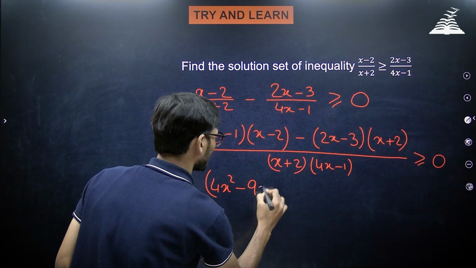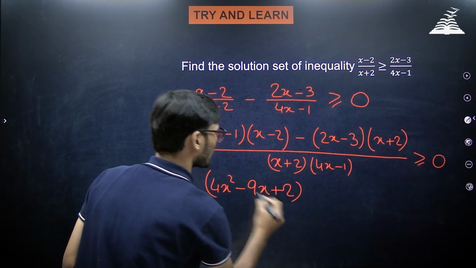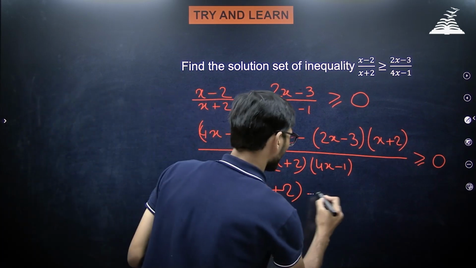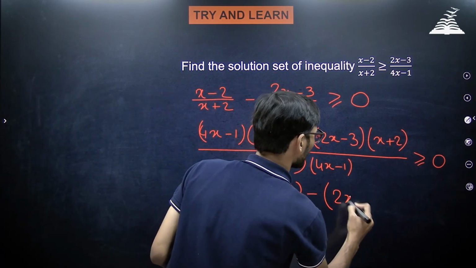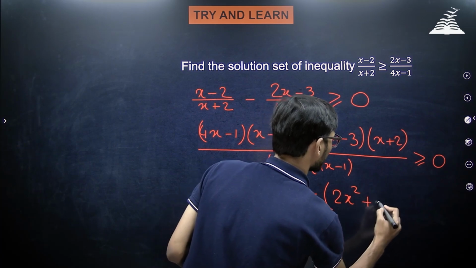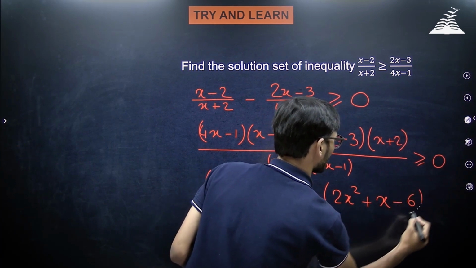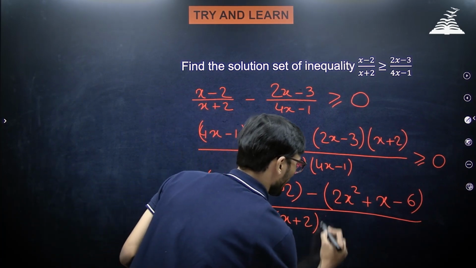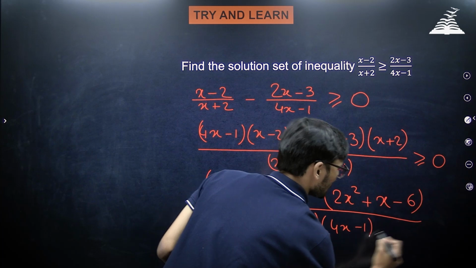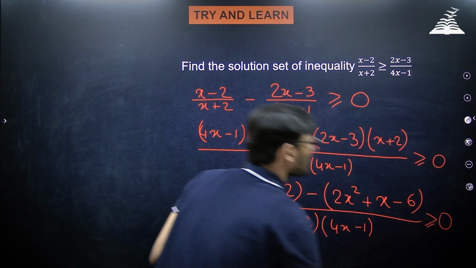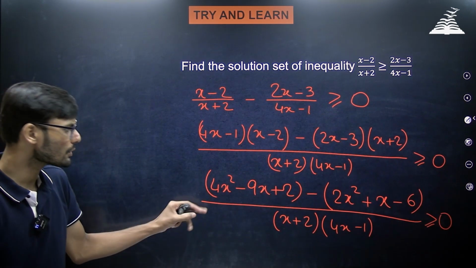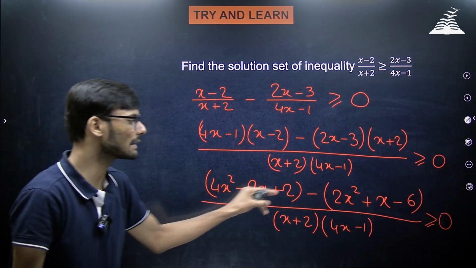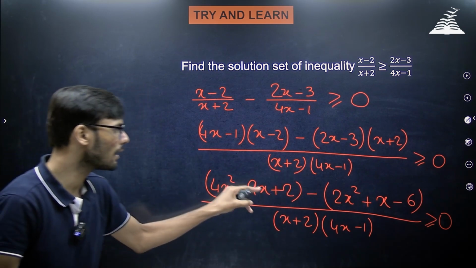minus 9x plus 2. The multiplication of the first two is going to give you this. Now the other two, if you multiply them, you are going to get 2x square plus x minus 6, whole divided by (x plus 2) into (4x minus 1), that is greater than or equal to 0. Now you see 4x square minus 2x square will lead us to 2x square, minus 9x minus x, that is minus 10x, plus 2 plus 6.